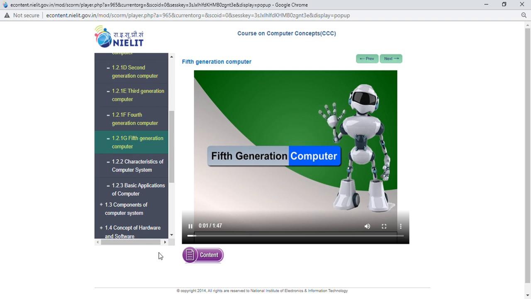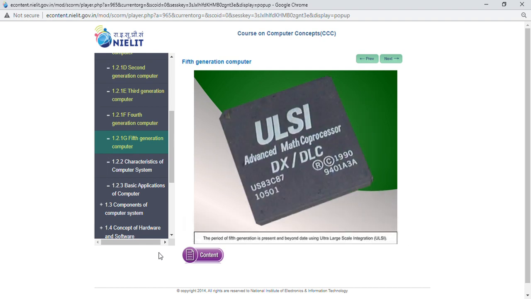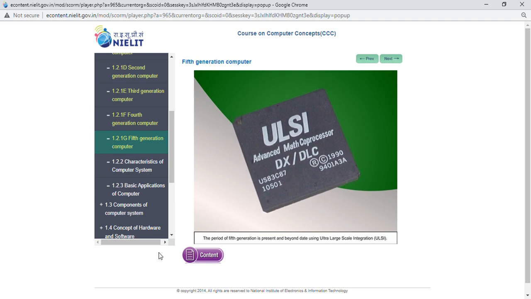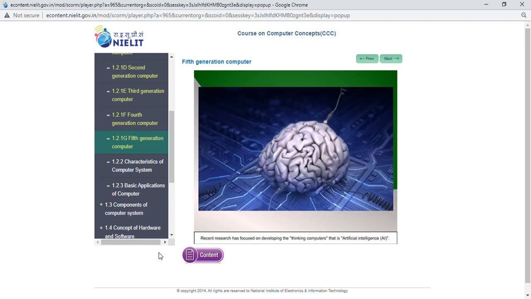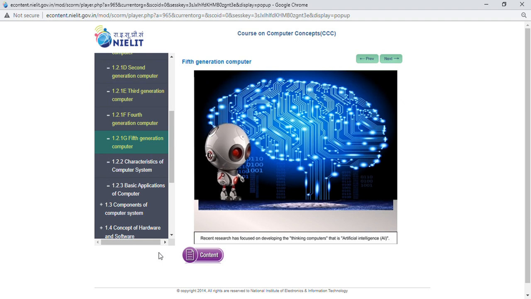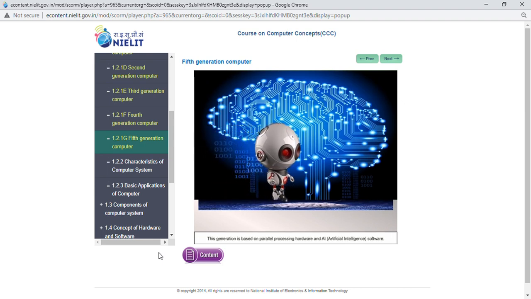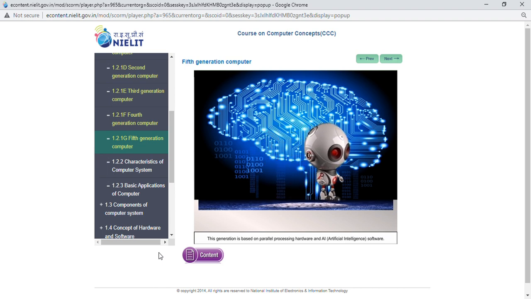Fifth generation computer. The period of fifth generation is present and beyond, using ultra-large-scale integration ULSI. Recent research has focused on developing thinking computers, that is artificial intelligence AI. This generation is based on parallel processing hardware and AI, artificial intelligence software.